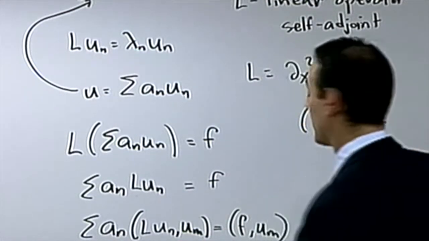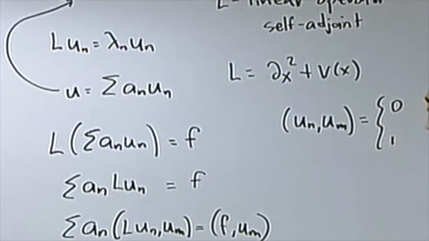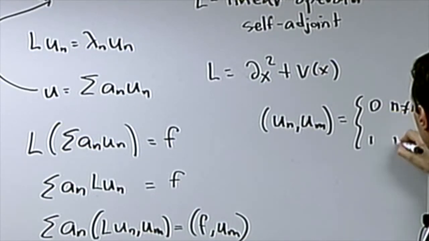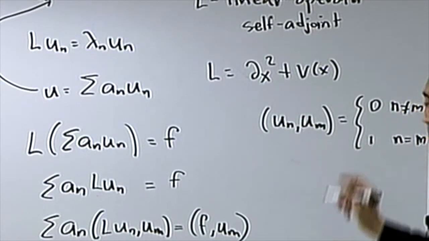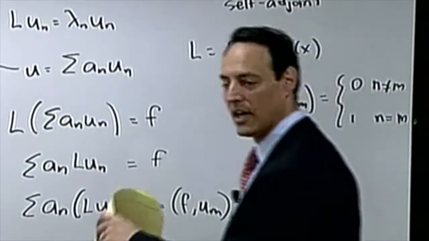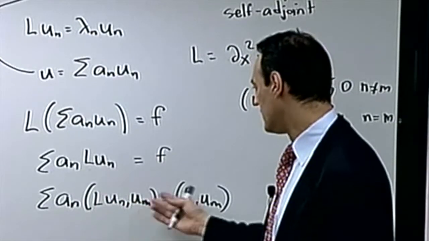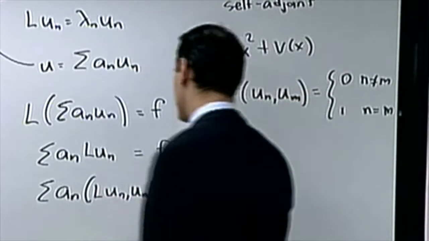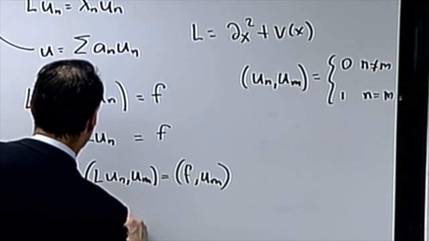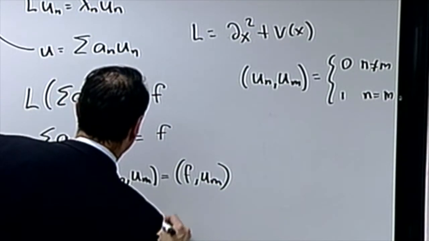This is why orthogonality is so important. So this thing here is either 0 or 1. It's 0 if n is not equal to m, and it's 1 if n is equal to m. Oh, sorry, I have to do one thing first. I'm going to move the L to the other side. This L u n gives me lambda n, A of n, u of n, u of m.